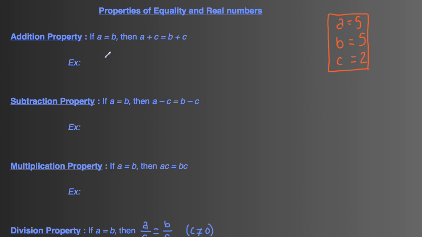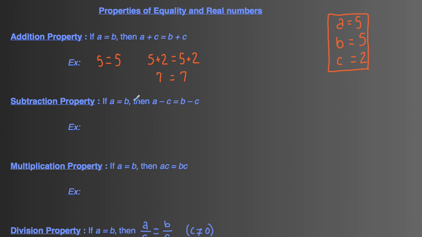Okay, so let's plug them in. A is 5, B is 5, 5 equals 5, that's true. Notice we've got a conditional statement, so if that's true, then 5 plus C, in this case 2, though it could be any number, equals B plus 2, which is 5 plus 2. Is that true? Yeah, they're both 7, so 7 equals 7. That's the addition property.